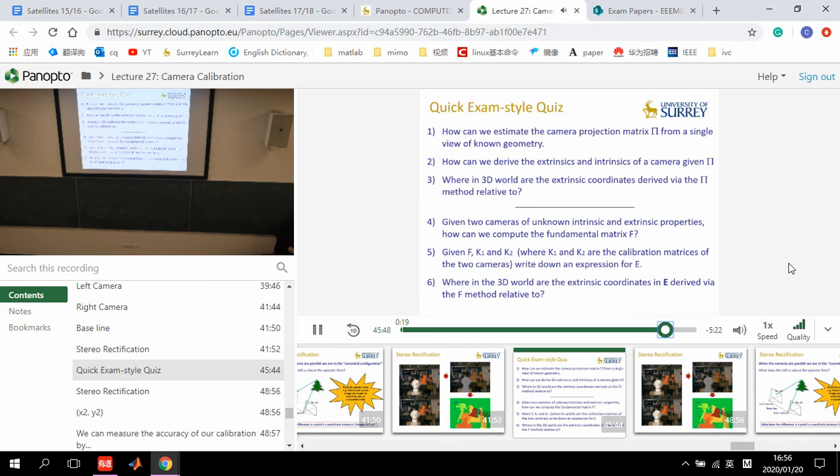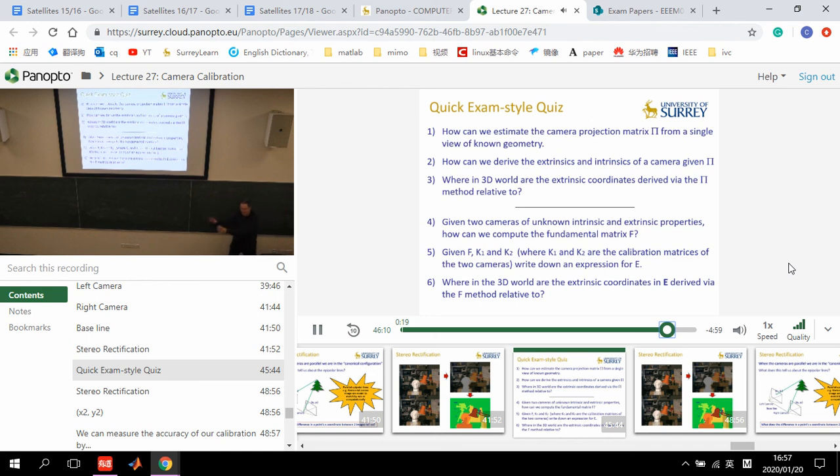Okay, so let's end with a quick exam-style quiz. Question 1: how can we estimate the camera projection matrix pi from a single view of known geometry? Feel free to answer it, using the process we outlined today.